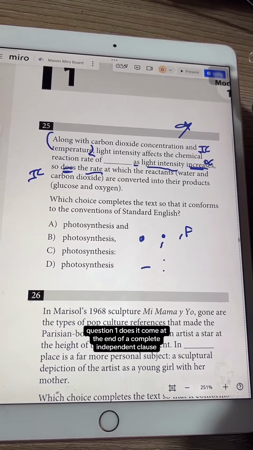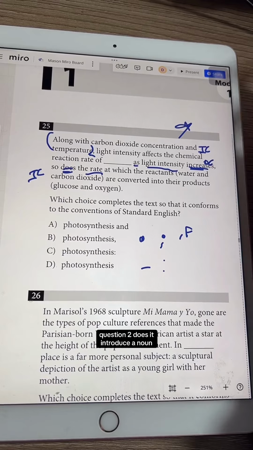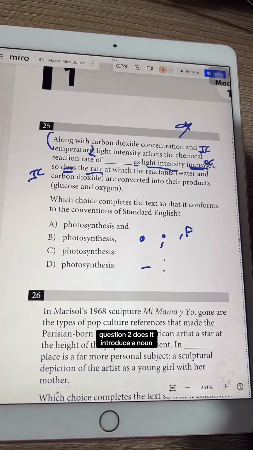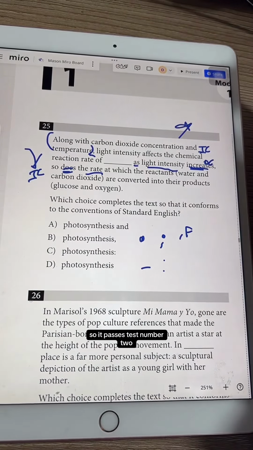Question 1, does it come at the end of a complete independent clause? Yep, I could put a period after photosynthesis and it would be fine. Question 2, does it introduce a noun, a list, or an independent clause? Well, not right away, but it does introduce an independent clause eventually, so it passes test number 2.